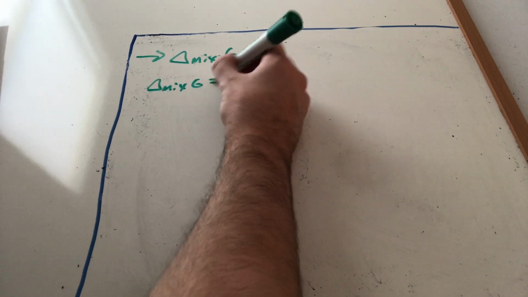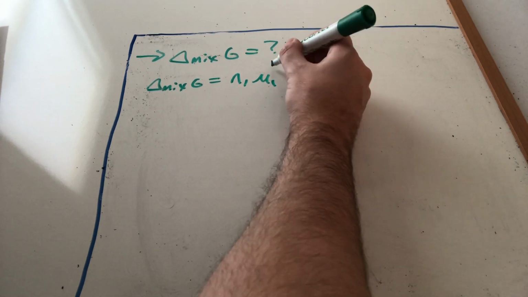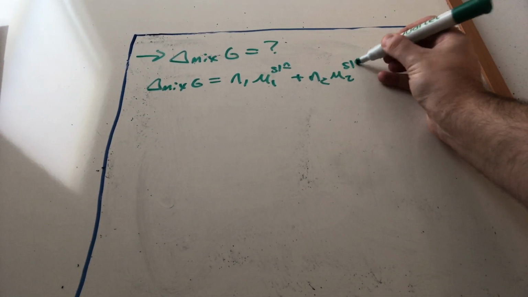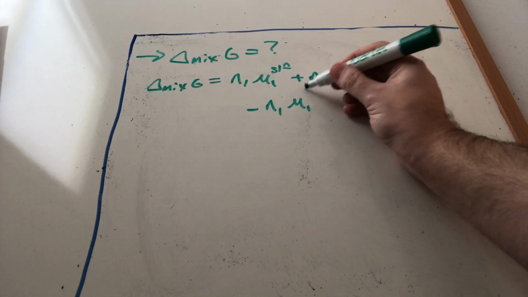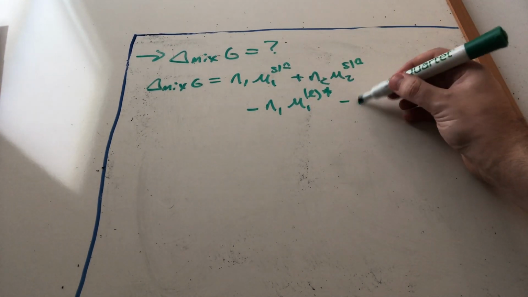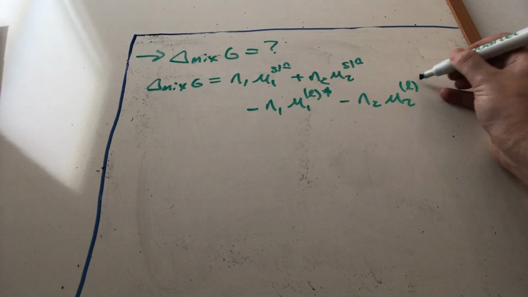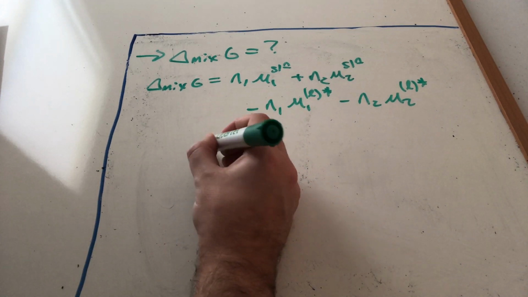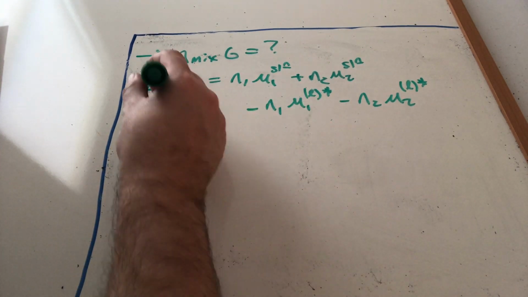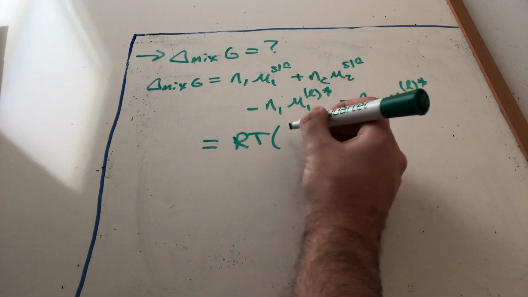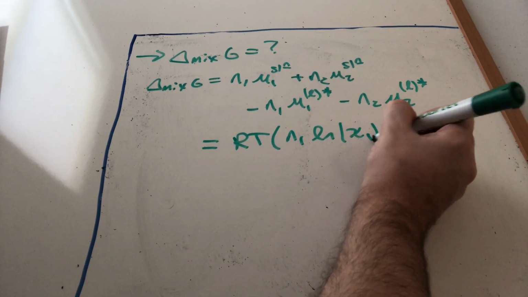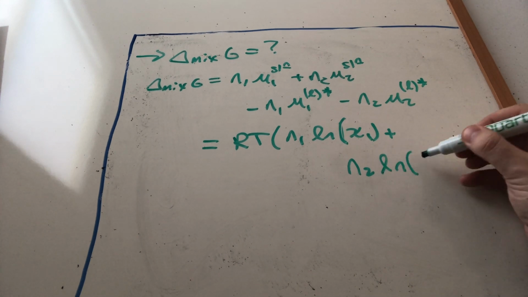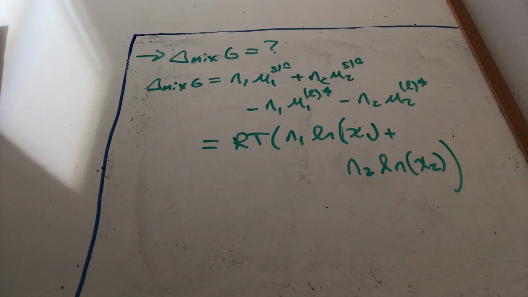Delta mix G is going to look like N1 mu1 in your solution, plus N2 mu2 in your solution, so no change there, minus N1 mu1 pure in its liquid form, minus N2 mu2 pure in its liquid form. Now I'm going to show you what we wrote before. You don't have to write this part down, but when we did this math, we had RT times N1 natural log of chi1 plus N2 times the natural log of chi2. That was the expression that we had.